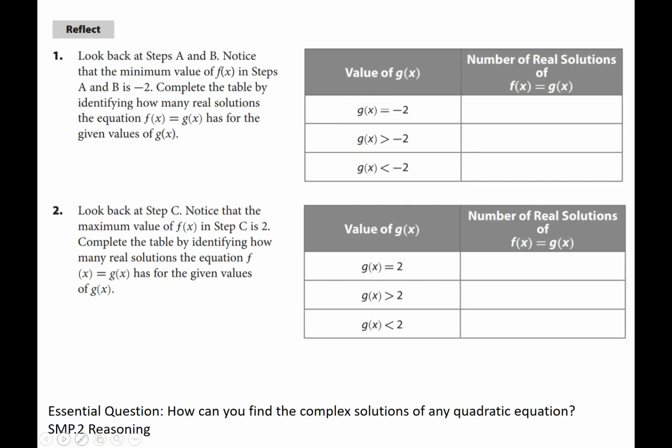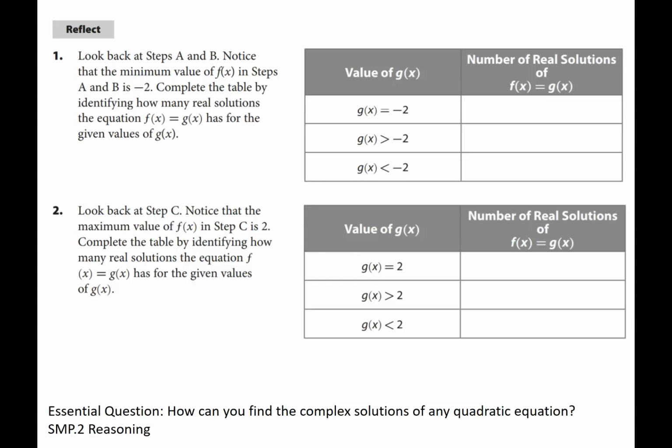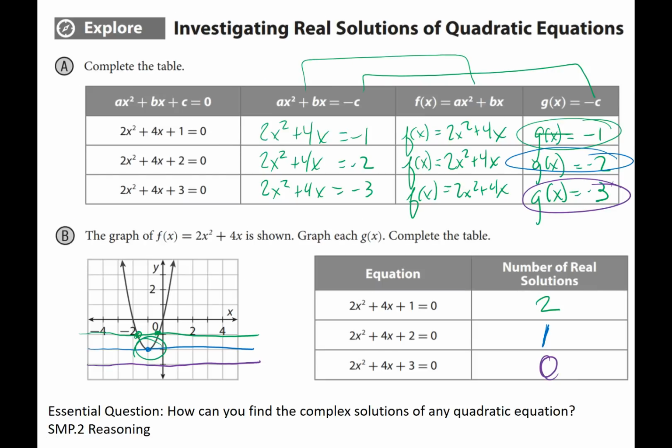All right, so we're going to look back at steps A and B. Notice that the minimum value, okay, so let's review minimum really quick. Minimum, remember, is the lowest point on the graph. All of steps A and B dealt with the minimum graph. Notice in steps A and B, the minimum value of f of x is -2.